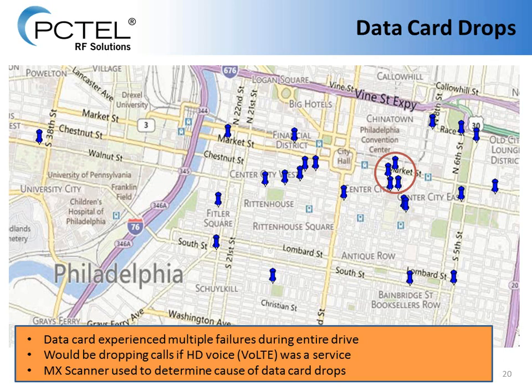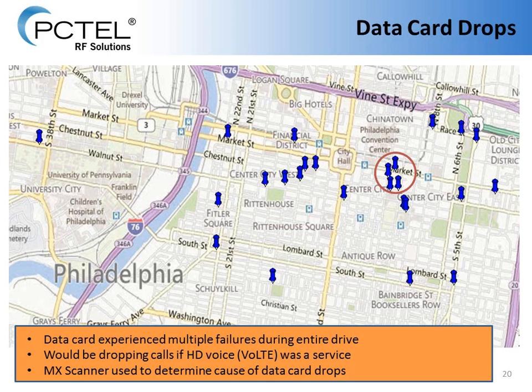So moving on to the next slide, what you see here are all the pins. They represent where the UE, the data card, actually dropped the session. And obviously when you drop a session, you're not collecting any data with the UE. So we experienced multiple failures during the entire drive. Every time you see one of these pins was a failure where the data card dropped. When you're running data, which is what LTE is right now, you may not notice it as much. But once you start running voice over LTE or high definition voice, you're going to see dropped calls potentially at these locations.